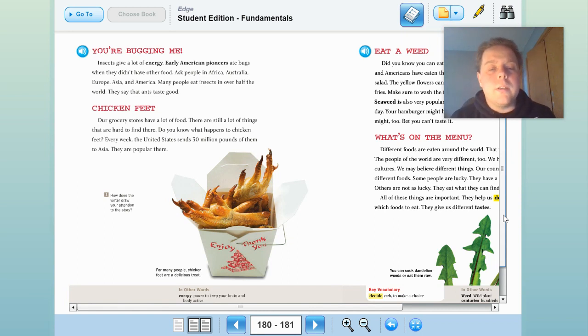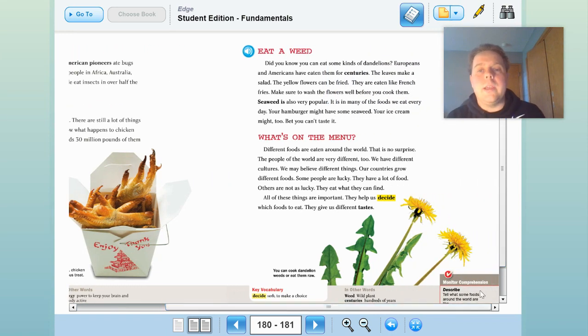Every week, the US sends 30 million pounds of them to Asia. They are popular there. Eat a weed. Did you know that you can eat some kind of dandelions? Europeans and Americans have eaten them for centuries. The leaves make a salad. The yellow flowers can be fried. They are eaten like French fries. Make sure to wash the flowers well before you cook them.